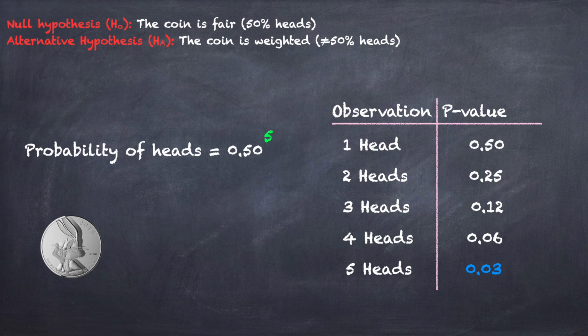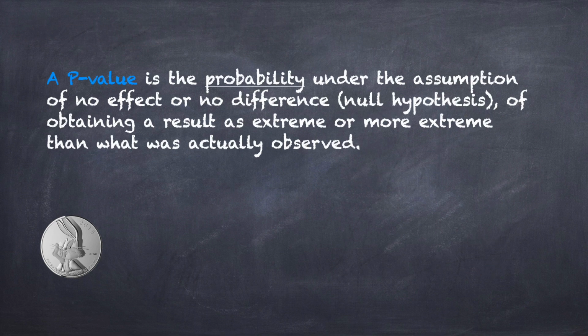Here, we start to suspect that maybe the coin we have is actually not a fair coin. In other words, the p-value for this outcome is around 0.03, which is less than the significance level of 0.05. This is the basic idea behind p-values.